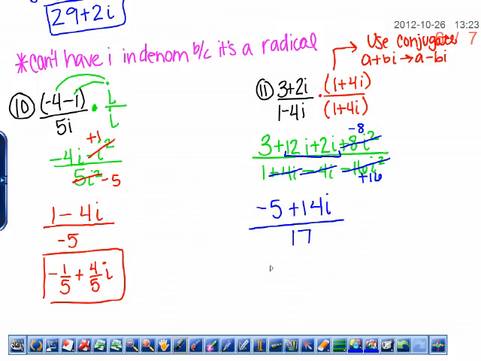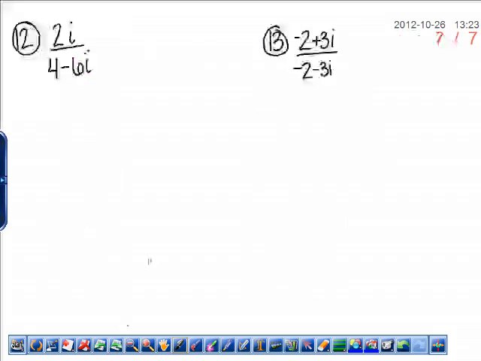Okay, and my last little step. Separate it. So negative 5/17 plus 14/17 I. If either of these fractions reduce after you split it, you would definitely do it. Question? All right. I want you to try number 12. Remember, you're going to have to multiply by the conjugate.